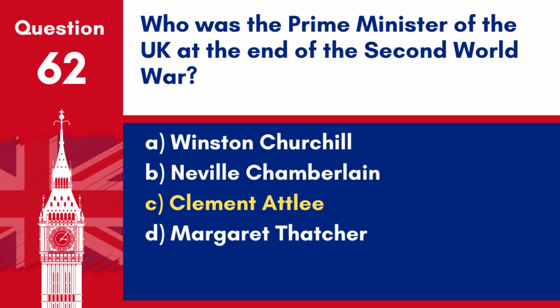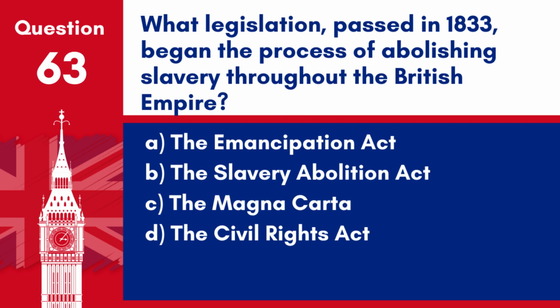Answer C. Clement Attlee. Clement Attlee was the Prime Minister of the UK at the end of the Second World War, succeeding Winston Churchill shortly before the war's end. Question 63. What legislation, passed in 1833, began the process of abolishing slavery throughout the British Empire?